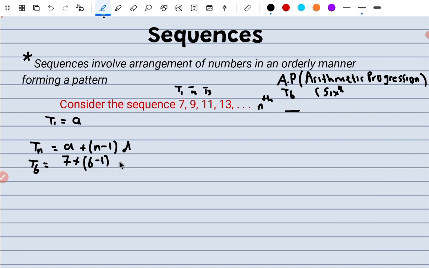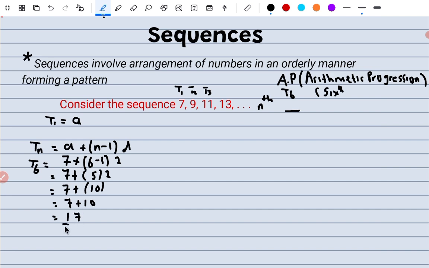The common difference is what? 2. We found that. So 7 plus, this is 5, then 2, then 7 plus, this will be 10, then this will be 7, and plus 10. This will give us 17.